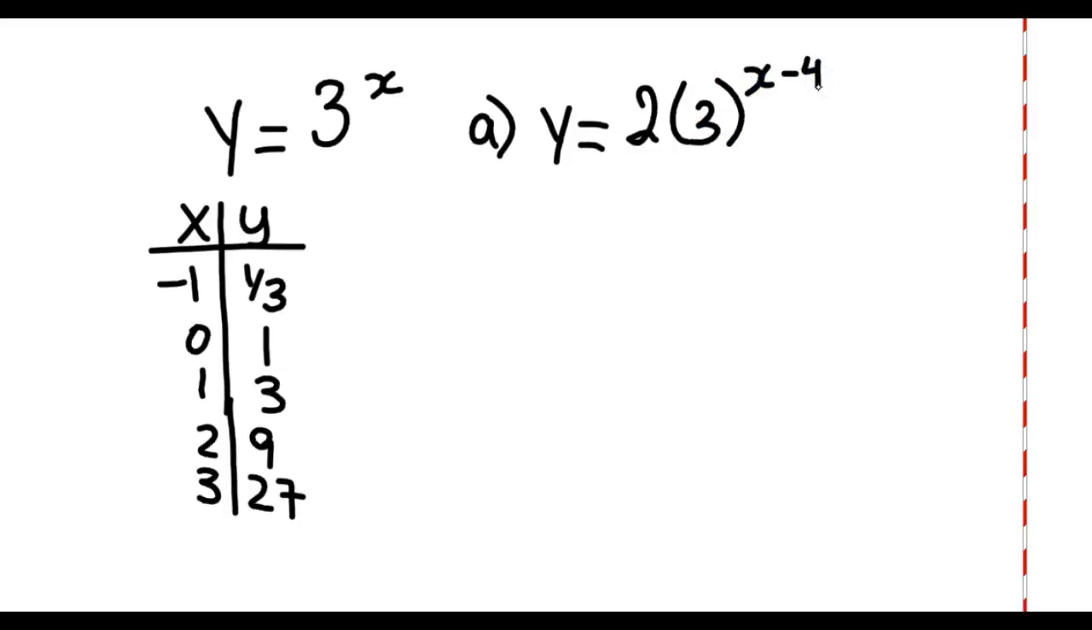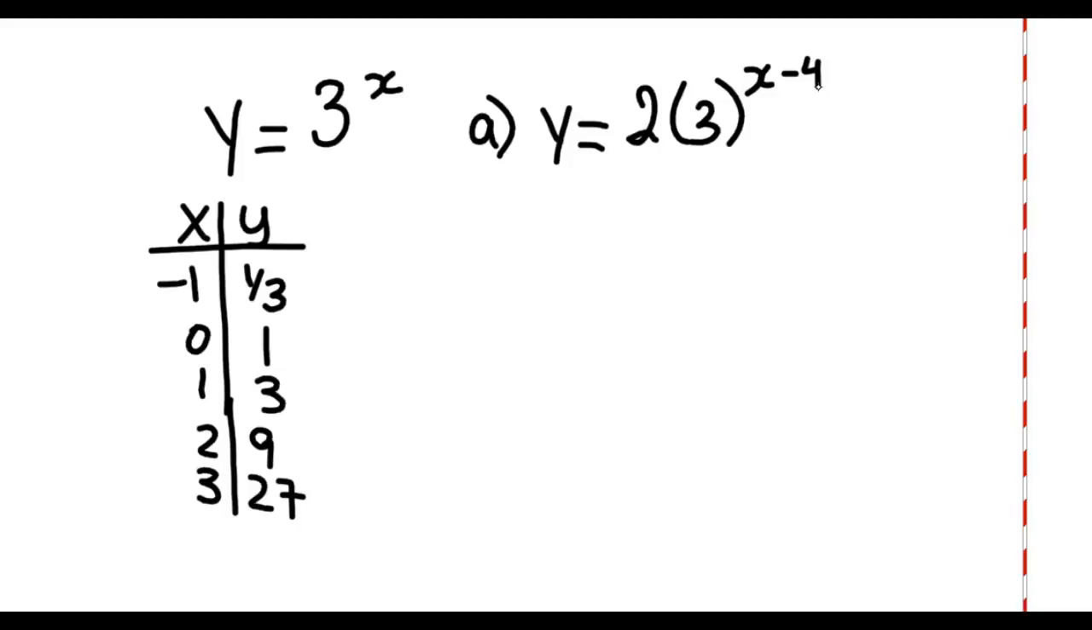this is our equation. So we have a 2 in front. It's still 3 to the power of x, but then we have a subtract 4 up there. Okay, so what we have happening is we have a vertical stretch of 2, and then we have a horizontal translation of 4 to the right. So what we're going to do is do the stretch first, and we'll change the points. Then we'll change the points for the translation, and then we'll draw the picture from that.